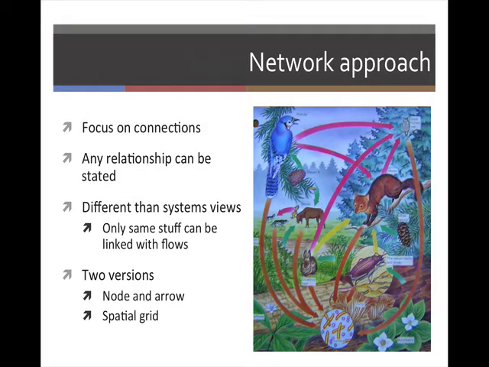Now, the network approach really focuses on connections, and you can use this to describe any relationship you want. So in a systems view, which we talked about last lecture, the stock and flow systems, you're really constrained to looking at energy or material flow, and every particular link you make as a stock with flow between it has to be of the same stuff. Now, in a network view, you can represent that material and energy flow. You can also represent other relationships between organisms or nodes of the network.